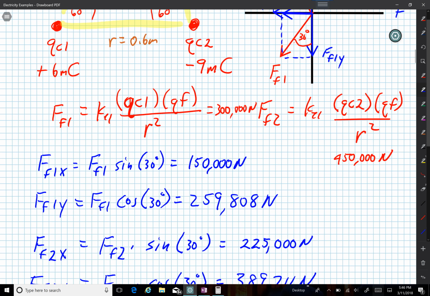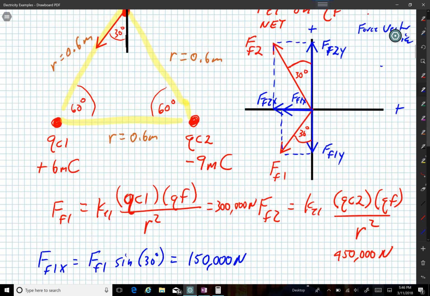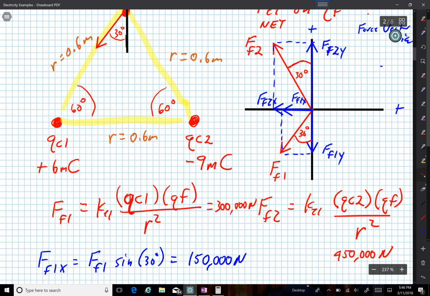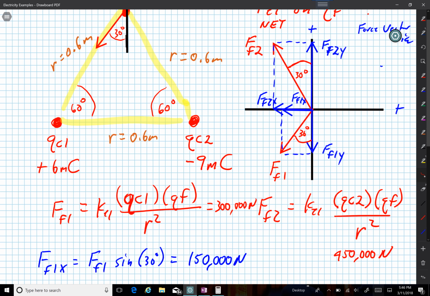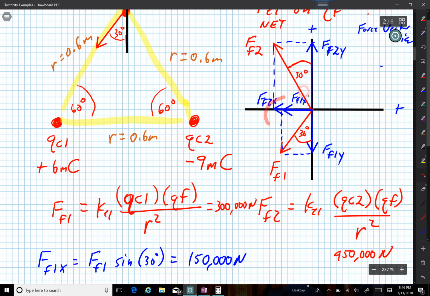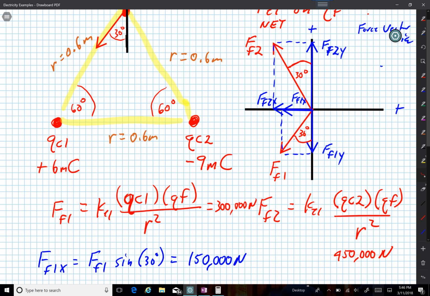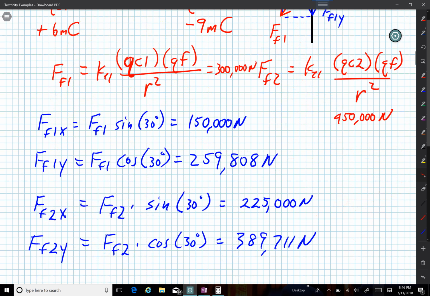Okay, and now we have to figure out the net. Well, we have all the components, and we can start now to put this together. We'll notice that I have two vectors along the vertical axis, F2y and F1y. They have to be added, and it's really going to be a subtraction because they point in opposite directions. And then I've got two along the horizontal direction, F2x and F1x. They point in the same direction, so I'm going to add those two together. Right?